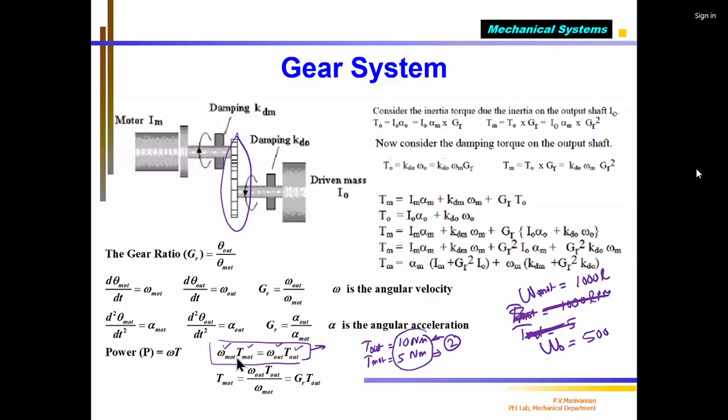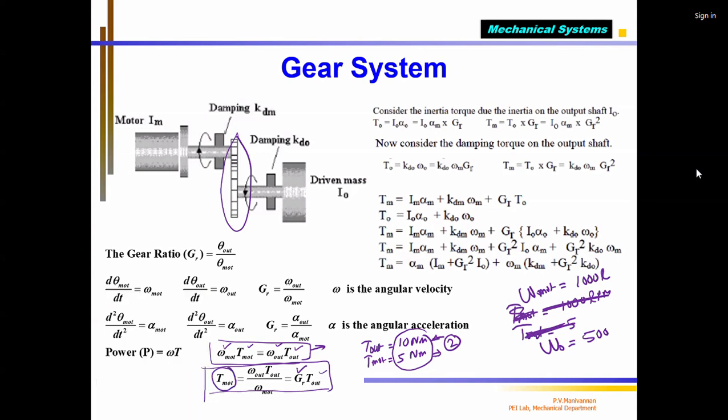Input power equal to output power, nothing but the motor speed multiplied by motor torque should be equal to load speed multiplied by load torque. So automatically you can see that T motor can be computed using this. If you know the gear ratio, you can multiply with the gear ratio. How much torque is needed? I can find out if I know the output torque and the gear ratio, how much torque the motor needs. So you can select this motor.